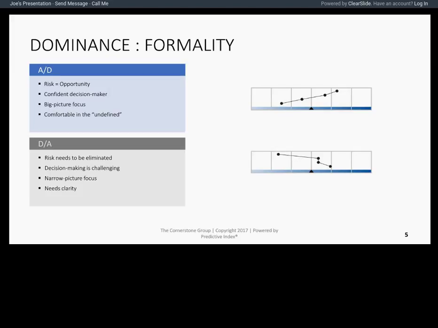Next up, we have the A-D factor combination, dominance and formality. Folks that are high in dominance, A, low in formality, D, tend to really look at everything in their world from the lens of risk equals opportunity. They come across as very confident decision makers. They're focused on the big picture, and they're really comfortable in undefined space.